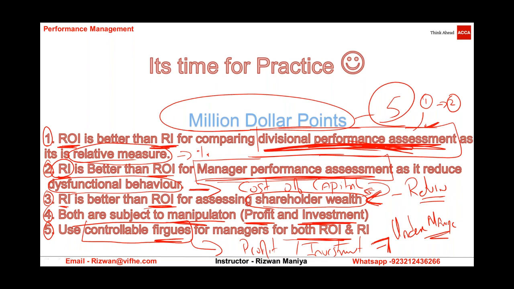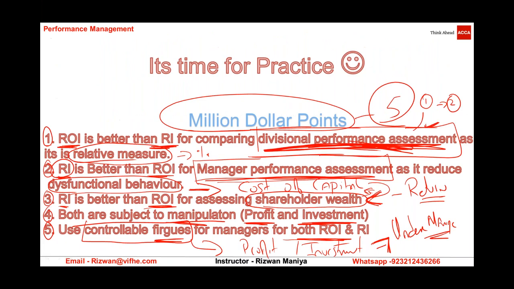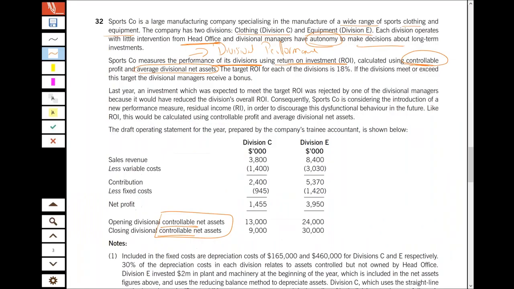ROI is calculated using controllable profits and average divisional controllable net assets. So I did mention here that for managers, we have to use what? Controllable figures. This is clear. The target ROI for each division is 18%. This is important. If a division meets or exceeds this target, divisional managers receive a bonus. Okay, the managers now receive a bonus, and managers know that if they achieve 18%, it's a lottery for them.